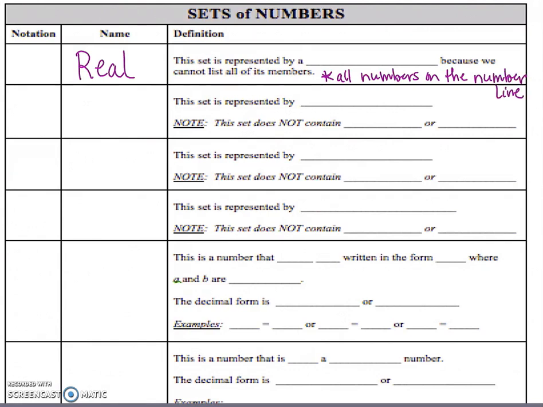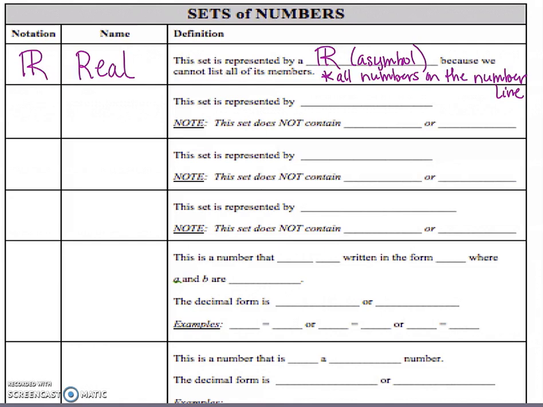This set is represented by a symbol. We use a capital R with a double bar. A symbol, because we can't list all of its members. So again, our notation for reals is going to be that symbol right there. So right now we're keeping it real. We're not going to be talking about imaginary numbers yet. We will get to that soon enough.